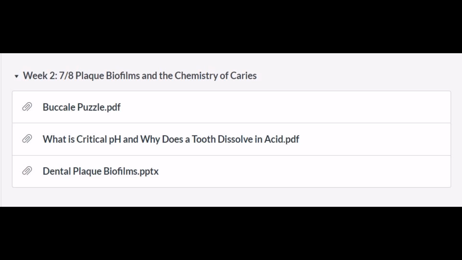So when the tooth first erupts into the oral environment, the enamel is very pure, so it doesn't have very many impurities in it. It's just the hydroxyapatite, and that's it.